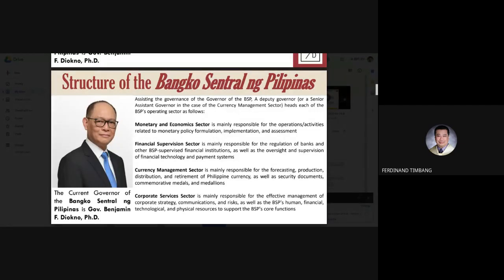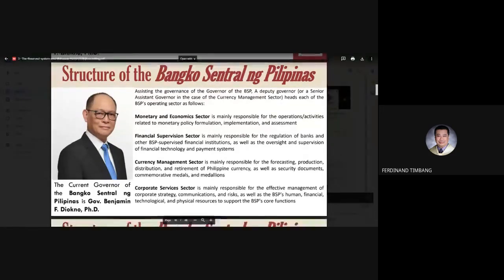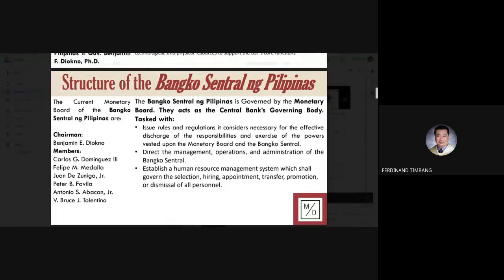Okay? And then we have the corporate service sector, mainly responsible for the effective management of corporate strategy, communications, and risks, as well as the BSP's human, financial, technological, and physical resources to support the BSP's core functions. Pabayaan natin yan. Ayan, pabayaan na rin muna natin to, no?